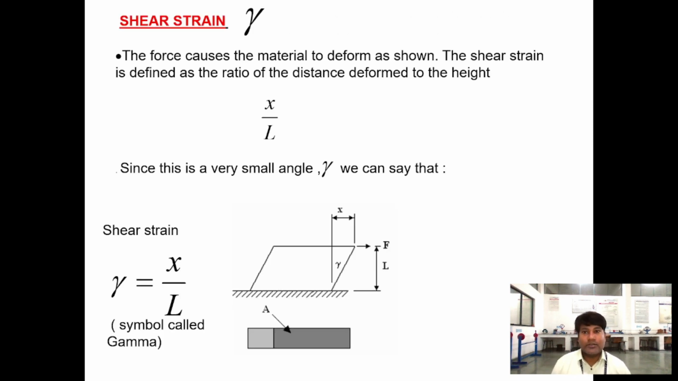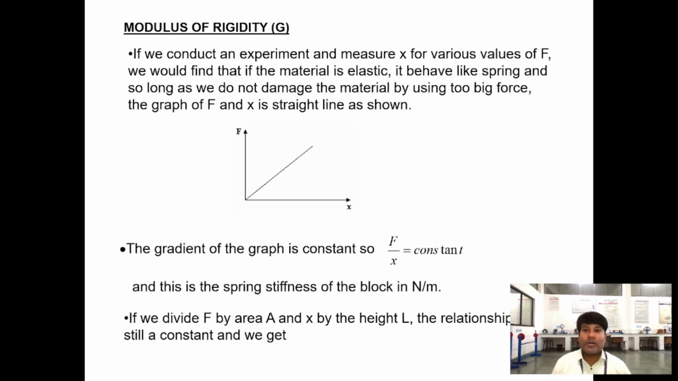Because of shear stress, shear strain will occur. The force causes the material to deform. The shear strain is defined as the ratio of the deformation distance to the height. X is this. Since it is very small, it is known as gamma. We can say that gamma is x upon L. The modulus of rigidity we can find out with an experiment, measuring the x for various values of force.